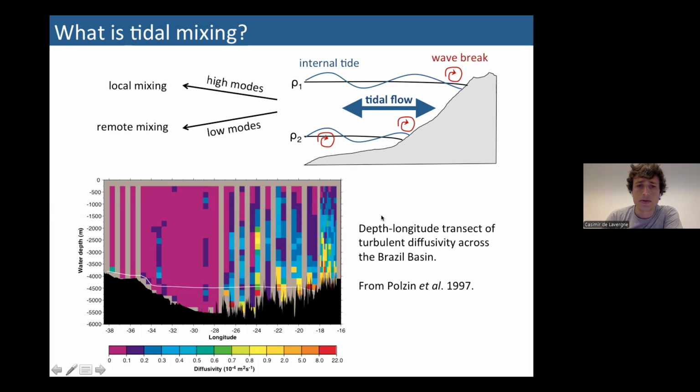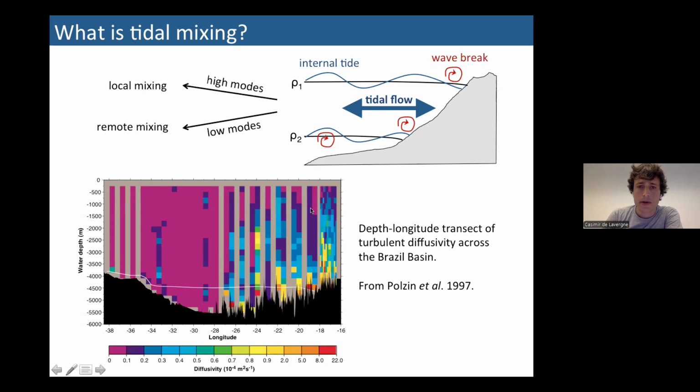So to illustrate these two types of mixing, I have this famous transect of turbulent diffusivity from Polzin et al. 1997. So this is a transect going out from the Brazil coast towards the mid-Atlantic ridge on the right. And you're looking at diffusivity in centimeters squared per second. It's based on microstructure data. And essentially what this figure showed is that above the rough topography of the mid-Atlantic ridge, you have elevated diffusivities.